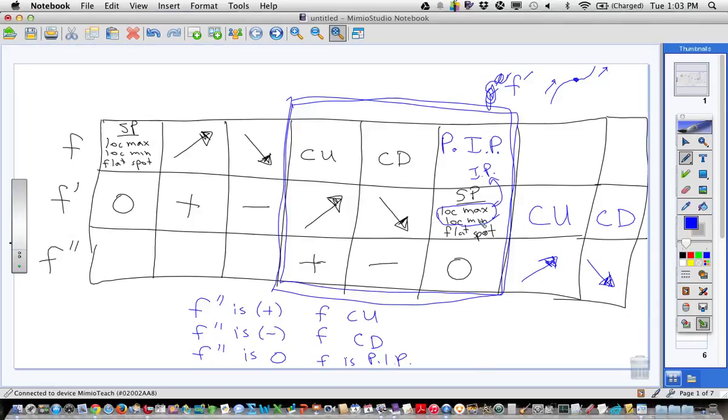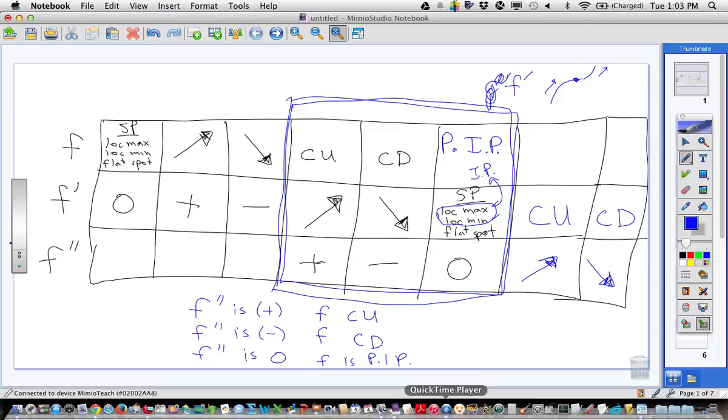So there is the key part about f double prime. Now notice what f double prime mostly tells you about is concavity. If you want to talk about f, f double prime is mostly about concavity. F double prime positive, f's concave up. Negative, f's concave down. And if f double prime is 0, it might be switching. All right?